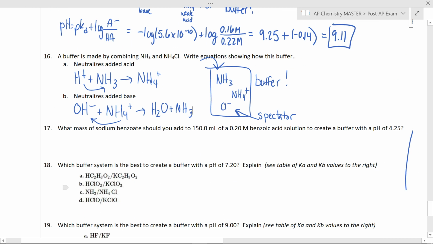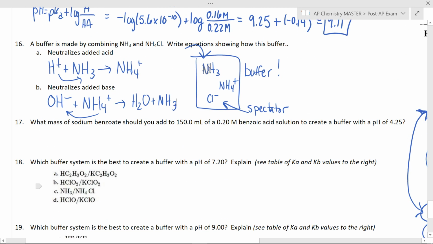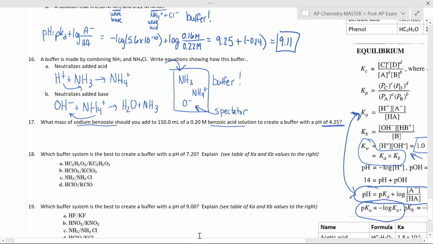Here's another variation of the calculation. I've got a benzoic acid solution, and I want to make a buffer with a pH of 4.25, and I want to know how much sodium benzoate I should add. I probably need a little more room to do this one. Okay, give myself a little more space.